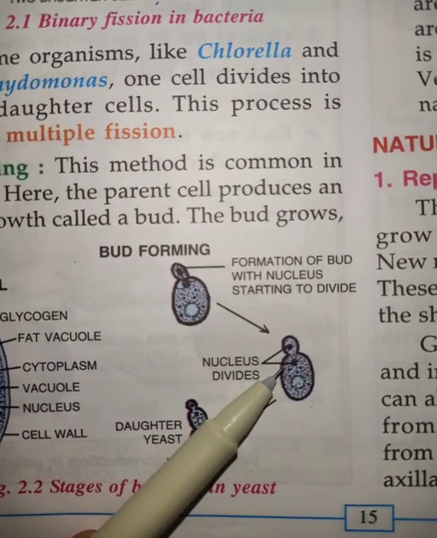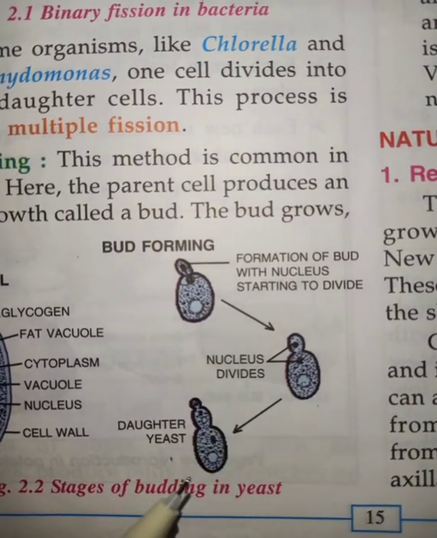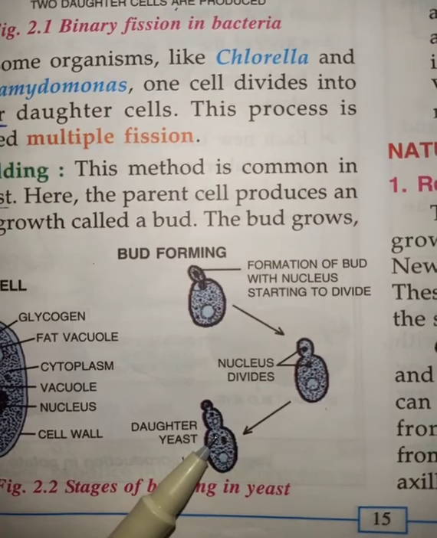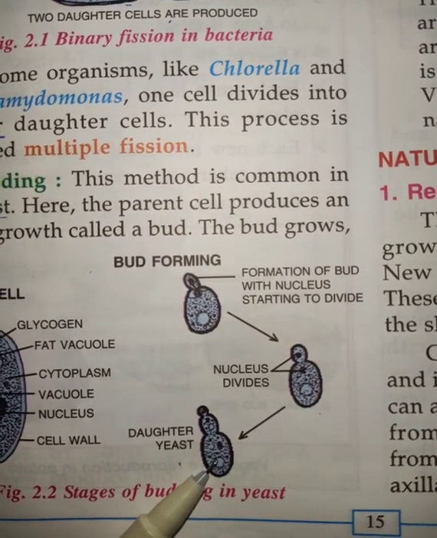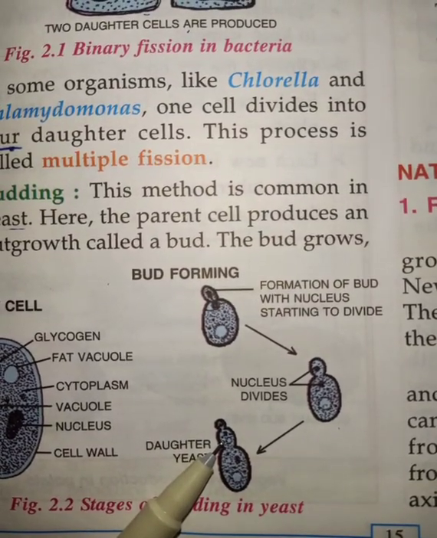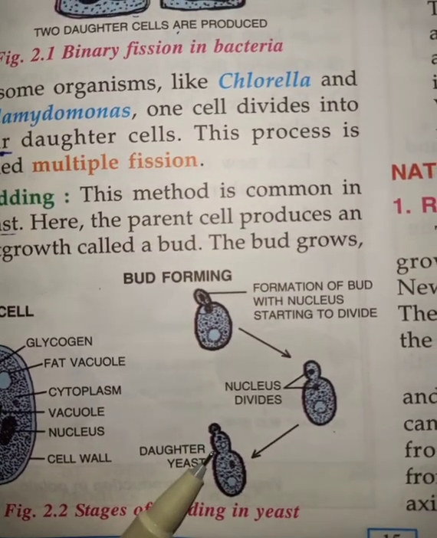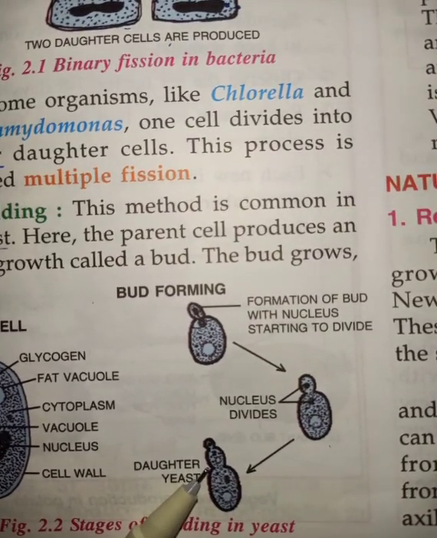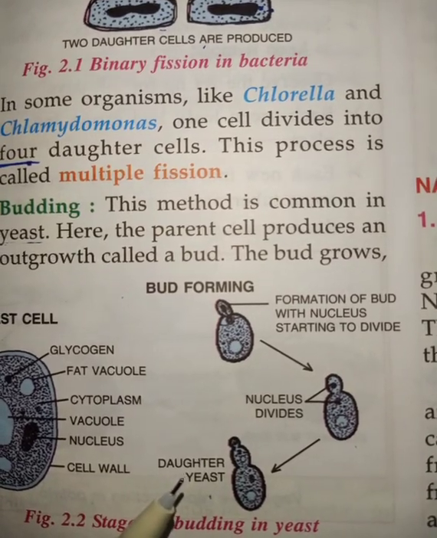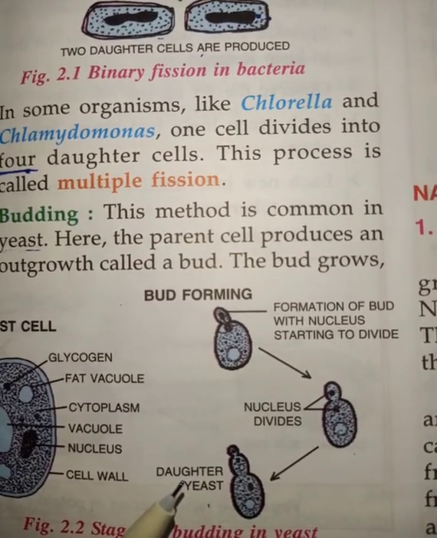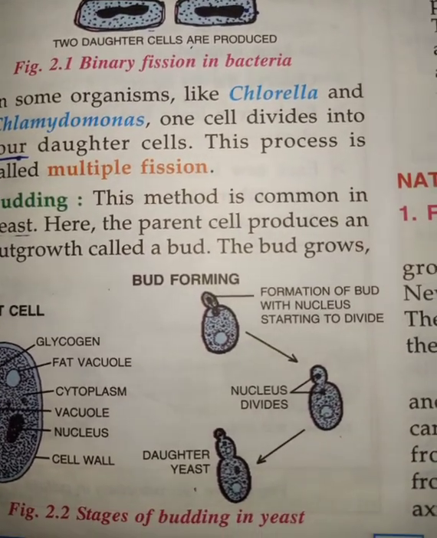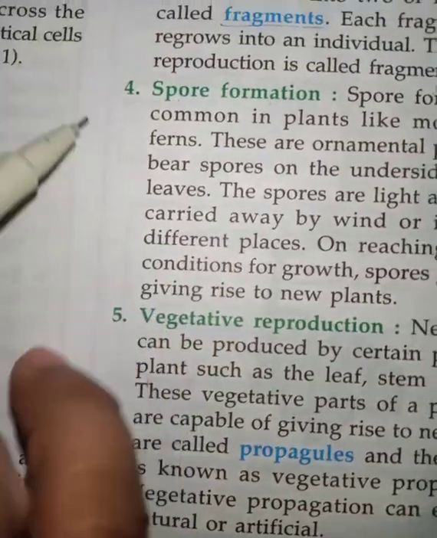Now this bud increases in size, and after some time that bud is able to detach from the body of the parent. So one is the cell of the parent body and another is the new cell. So that is called budding. When there is a bud-like structure formed on the body of the parent cell, and after the division of the nucleus, the bud is able to detach from the body of the parent, that is called budding.